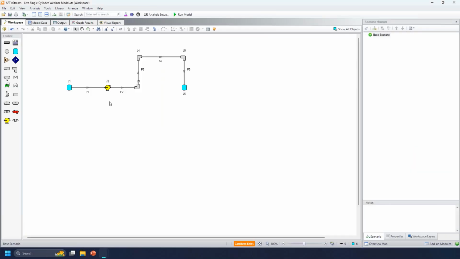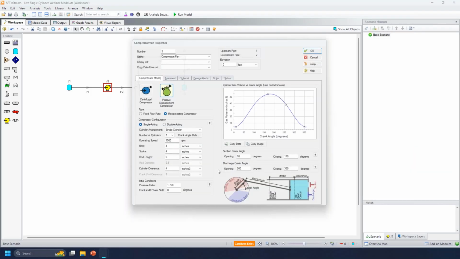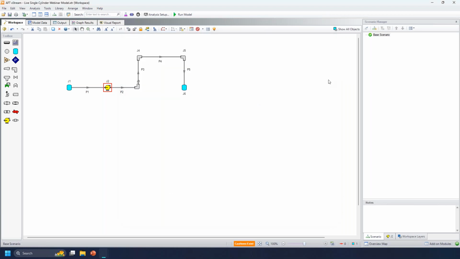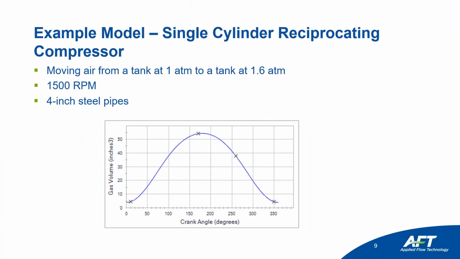Oh, and one thing to note here when we're setting up the compressor is this pressure ratio. This is used as an initial guess. The pressure ratio will also ultimately depend on the cylinder geometry in interaction with the system for the transient pressure ratio. But if it's imbalanced, it can cause issues. So be aware of that.